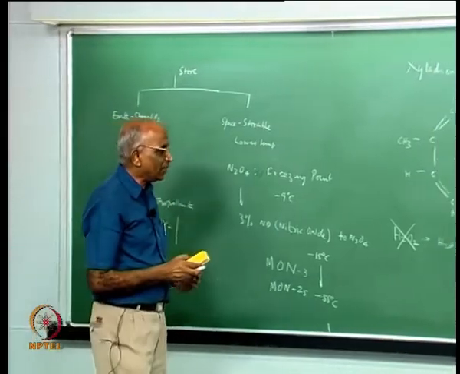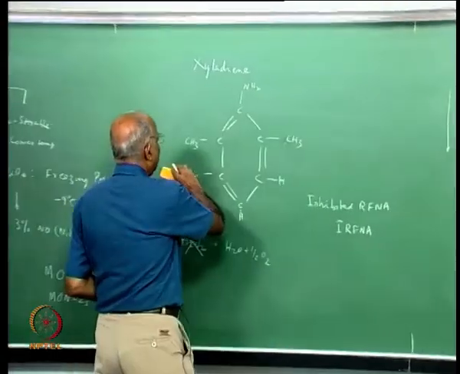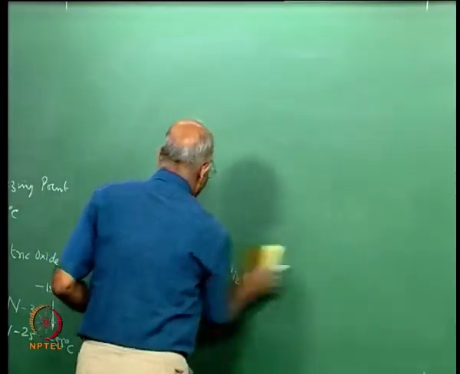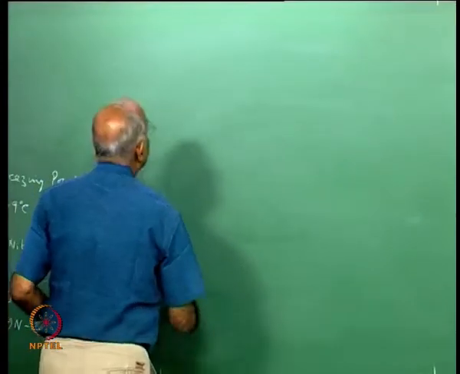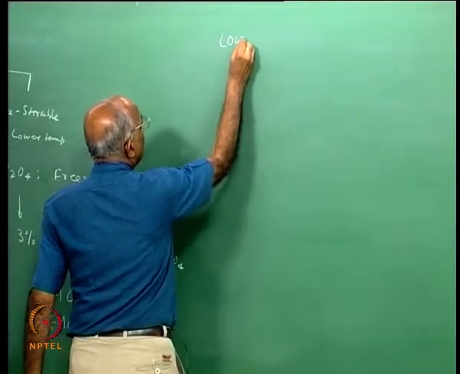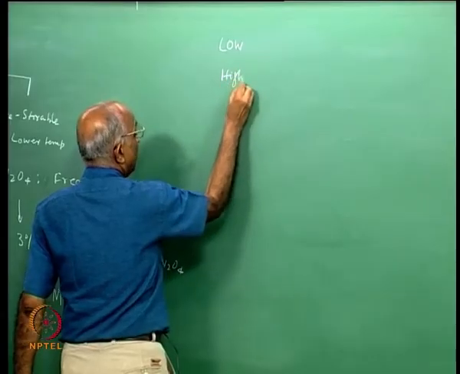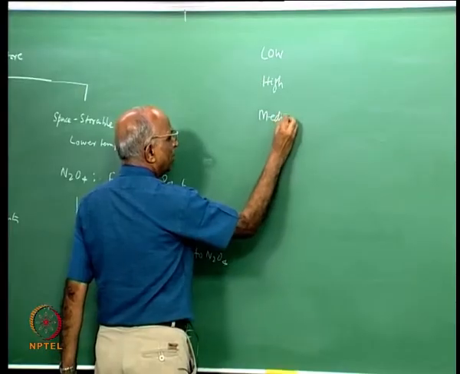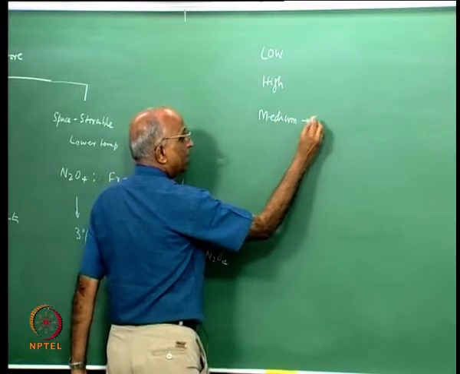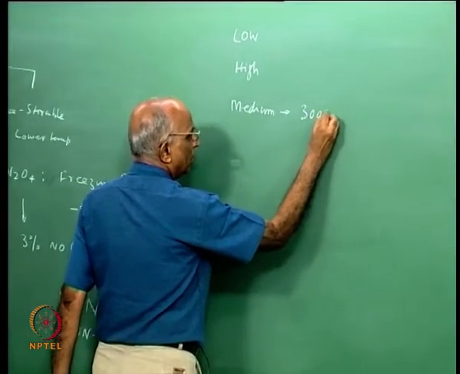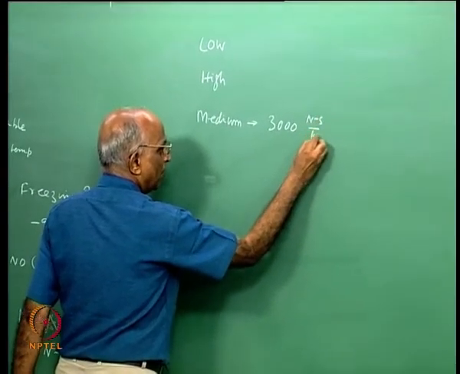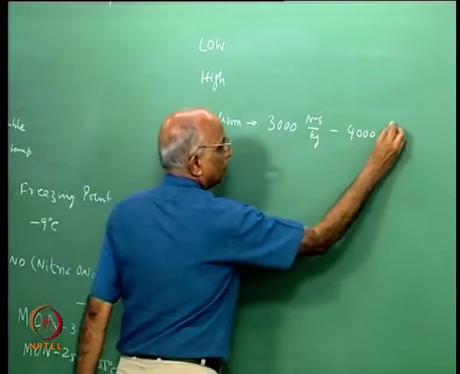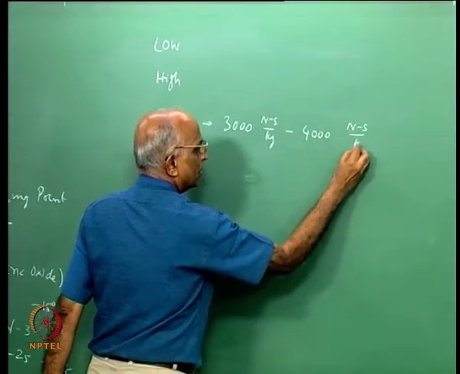I think these are the different classifications, and therefore, what is it we have seen so far? We told ourselves, well, propellants are classified into low energy, high energy, and we have examined these things. In between the two, we could also have a medium energy propellant, which could be in the range of something like 3000 Newton second by kilogram specific impulse to 4000 Newton second by kilogram.